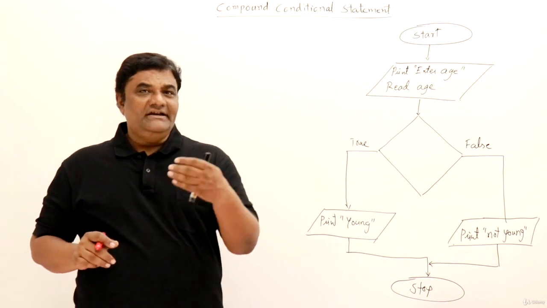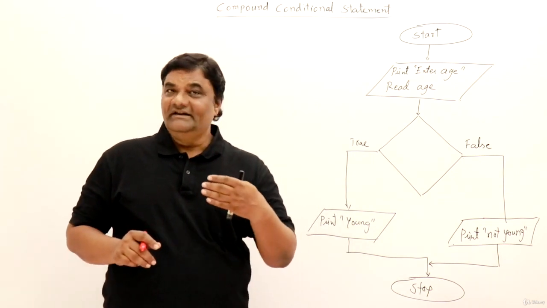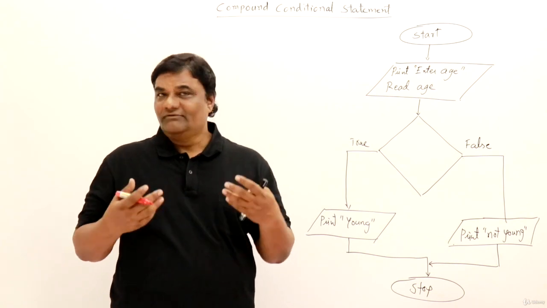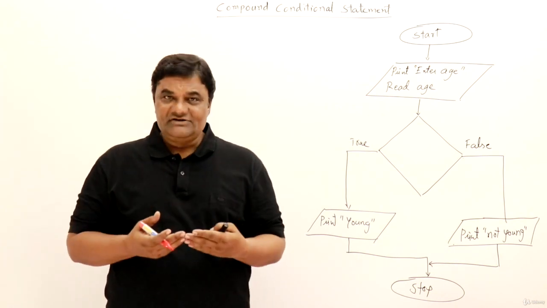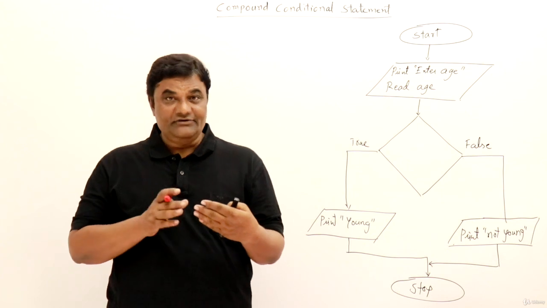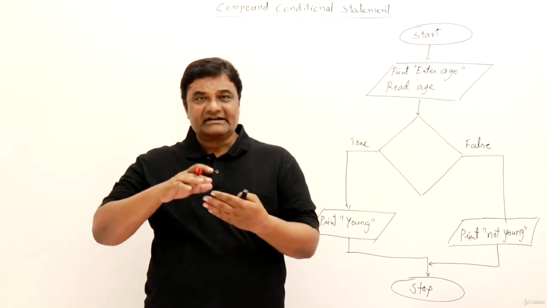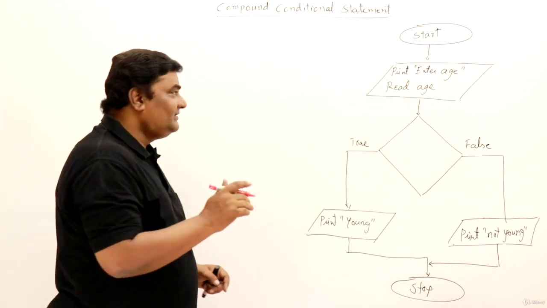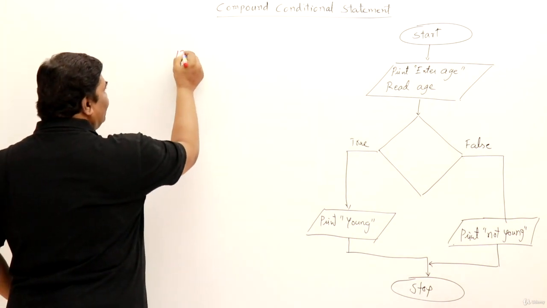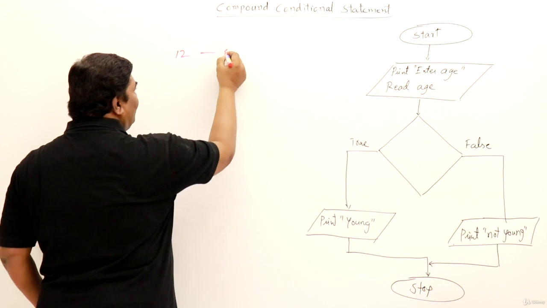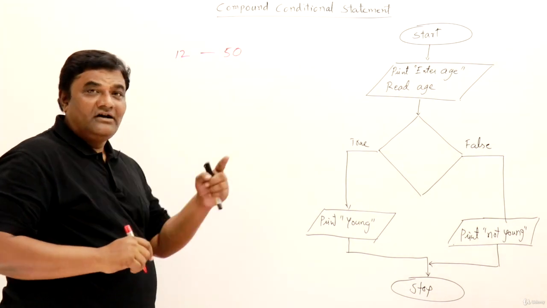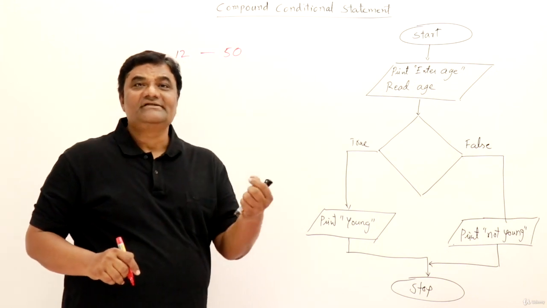Suppose I want to take the age of a person and find out whether he is young or not young. Suppose I am the program, then what is the input? I should know your age. Then, looking at the age, I should say that you are young. So what is the condition? What age is young age? Let us say age from 12 starts young age and the last is 50. Before 12 is a child, or more than 50, let us say he is an old person.